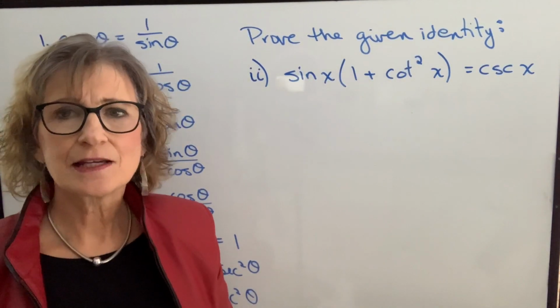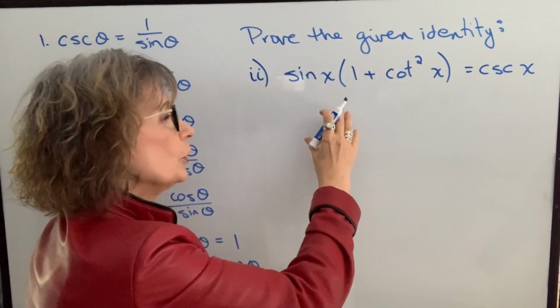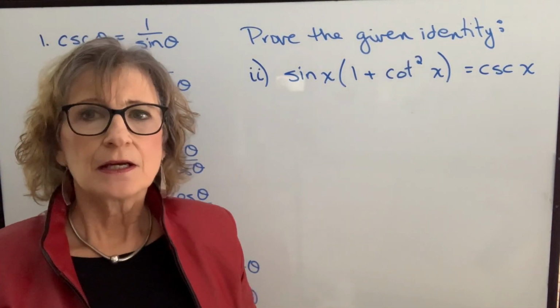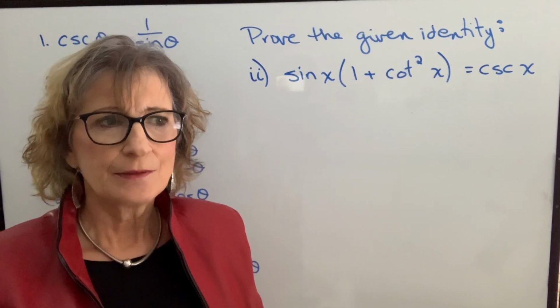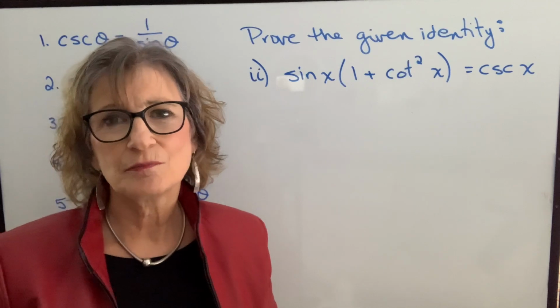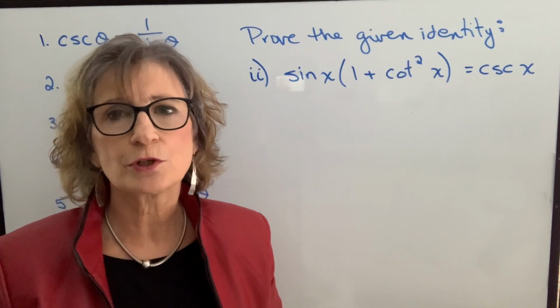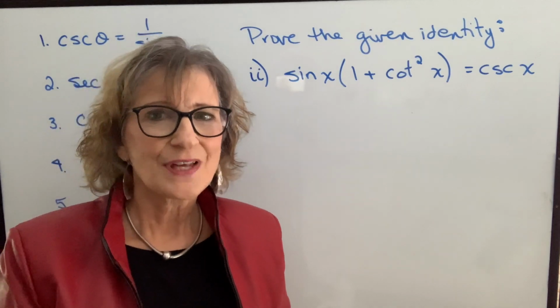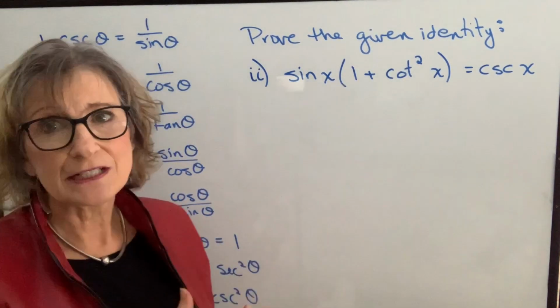In my next example, I'm going to look at using something else. Whenever you see terms that are squared, probably, not always, but probably you're going to be using one of your Pythagorean identities. Just take a look to see if that's going to work. That's not always going to be true, but in this case it certainly is, and it often is.